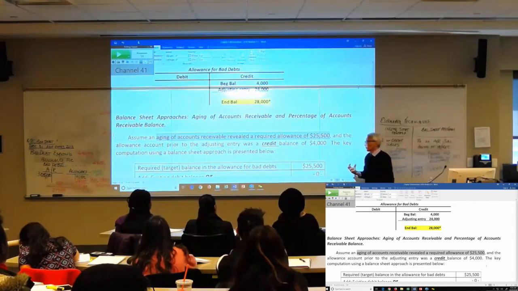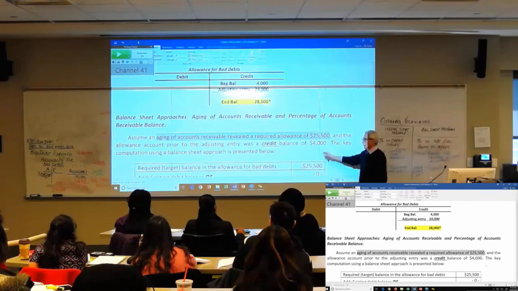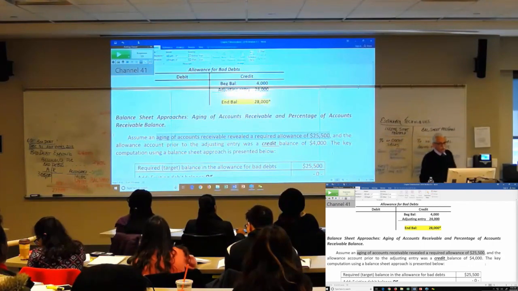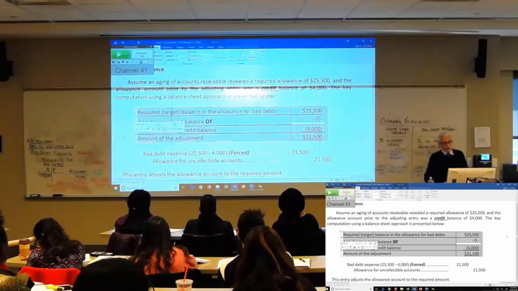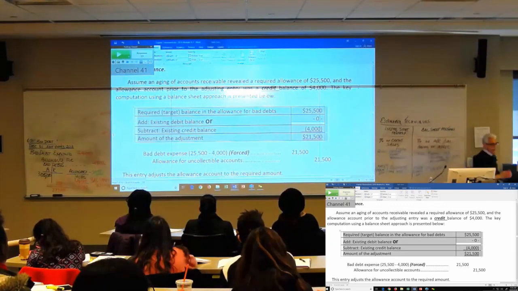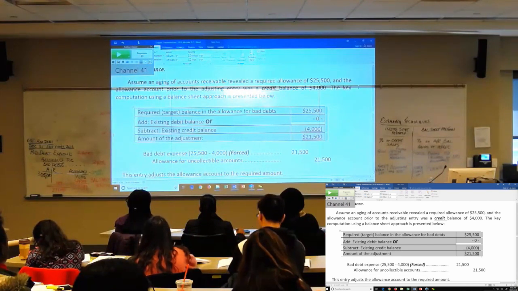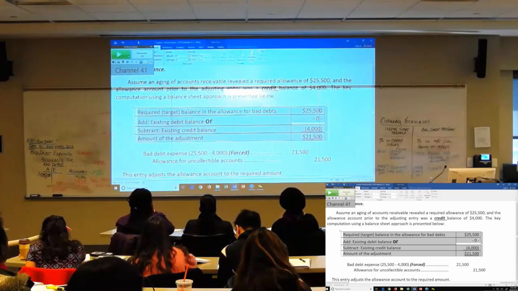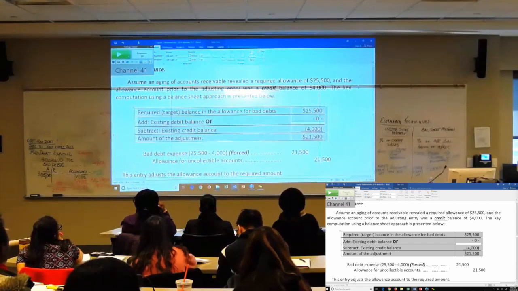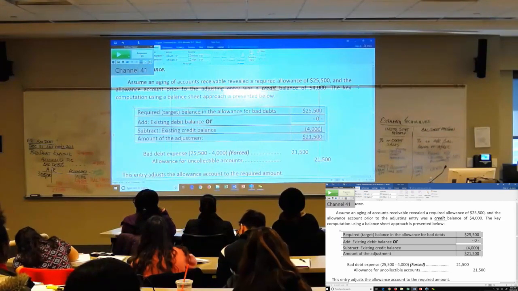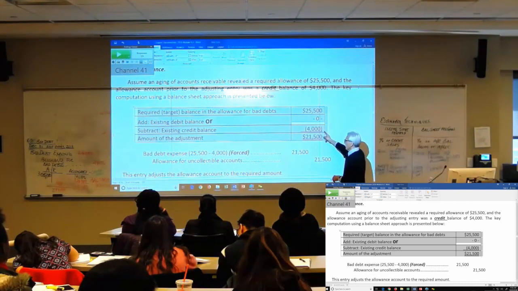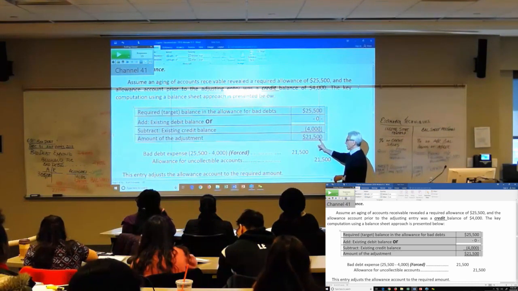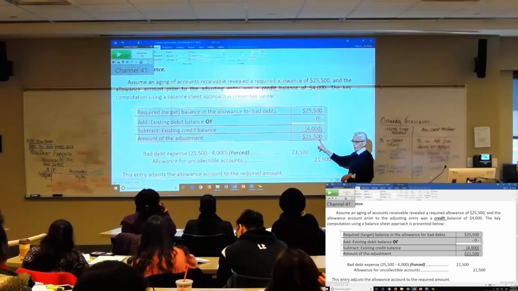That's the point. So in this case, you got a credit balance of 24, and here's a very important calculation. You look at your target balance, you would add a debit balance. So if there's a debit balance in there, you got to remove it first, and then bring in the new balance of 25.5. In this case, you don't have a debit balance, you've got an existing credit balance, so the expense or the adjustment you need is 21.5.